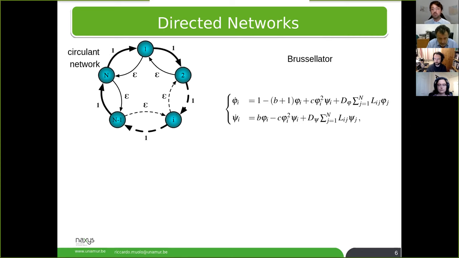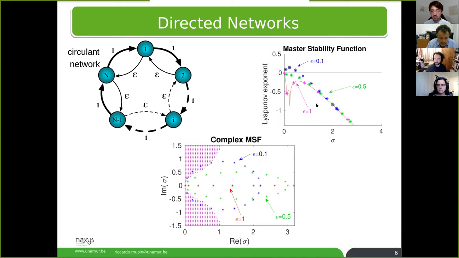Now, if we compute the master stability function, we see that for a given setting of the parameters, the symmetric case is stable. But as we introduce asymmetry by lowering the weight of the return links, we reach the instability region. So the system loses synchronization.